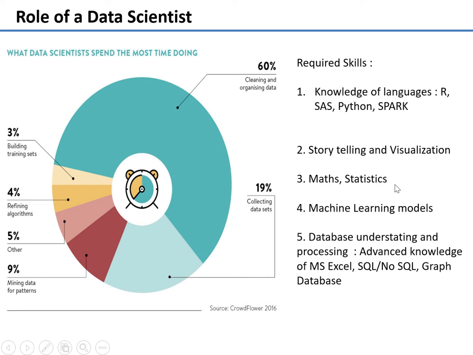We have covered the basics of statistics in our part 2 session, and we will be covering more statistics as we move forward. Then we should know the machine learning models, and in this series we are starting the machine learning models. So we will learn some basic machine learning models, and in coming videos we will explain things in detail as well with the statistics. Then we should have some understanding of databases like MS Excel, SQL, NoSQL, graph database, and so on. So these are the things required from a data scientist's perspective.